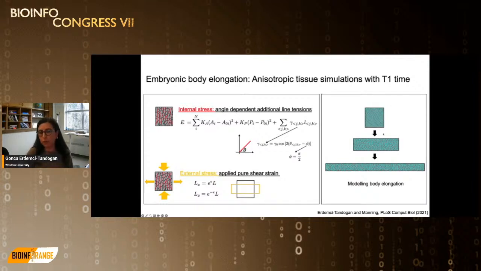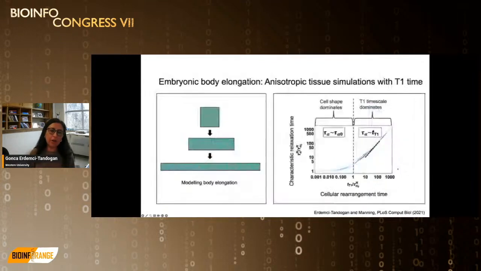We start out with an isotropic type of tissue, and over time, this tissue extends, and we create this anisotropic box. We repeated our analysis and our calculations, and in this case, we found the same results as in the isotropic simulations. This is the characteristic relaxation time as a function of the rearrangement time. And we found here again that if the rearrangement time is short, then the cell shape dominates. And in the second region here, what we observe is that this is a slope of 1 again. The characteristic relaxation time is equal to the T1 delay time we introduced in this type of simulations.